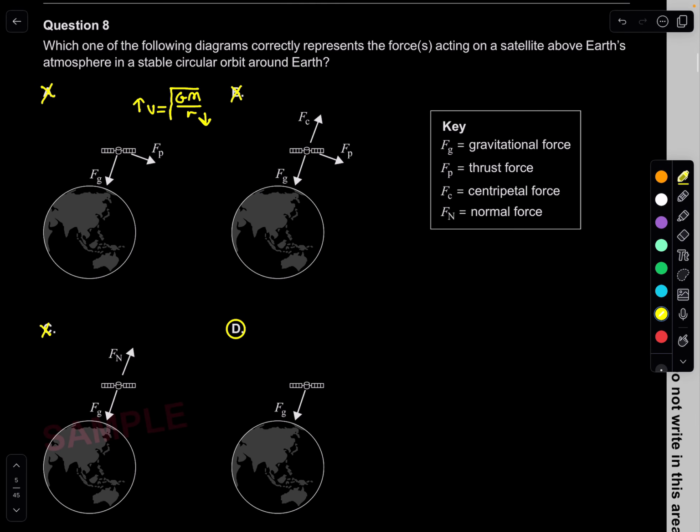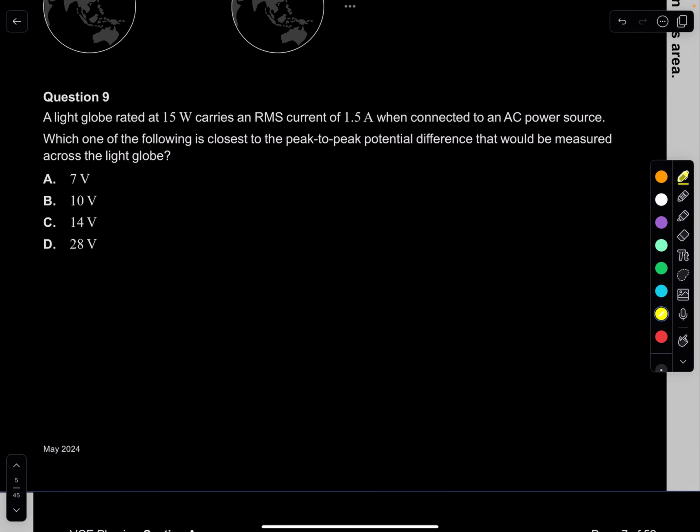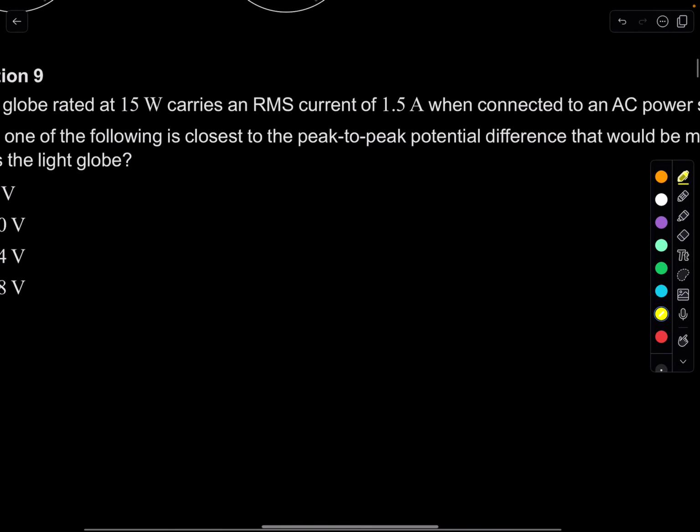Beautiful. Nice. Question 9. A light globe rated at 15 watts carries an RMS current of 1.5 amps when connected to an AC power source. Which of the following is closest to the peak-to-peak potential difference that would be measured across the light globe? So the potential difference is the voltage. So we want to calculate voltage peak-to-peak.